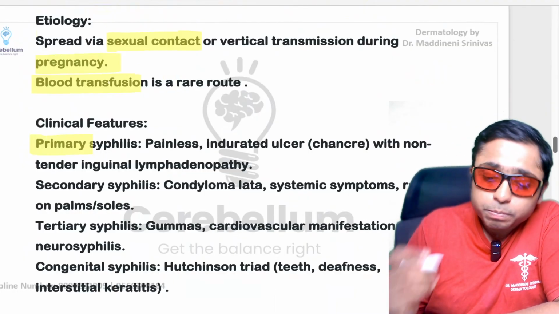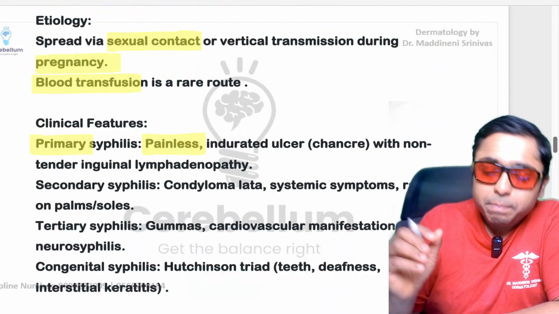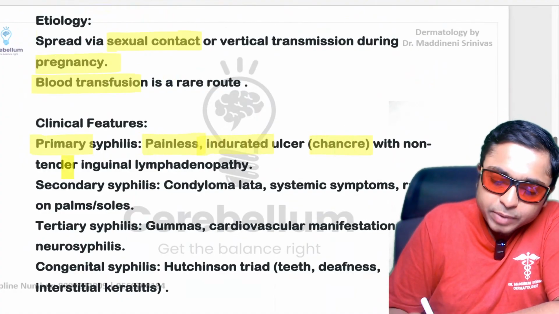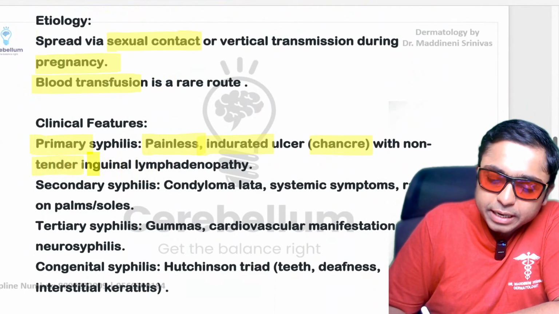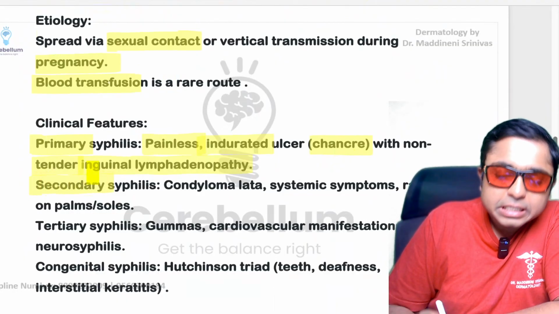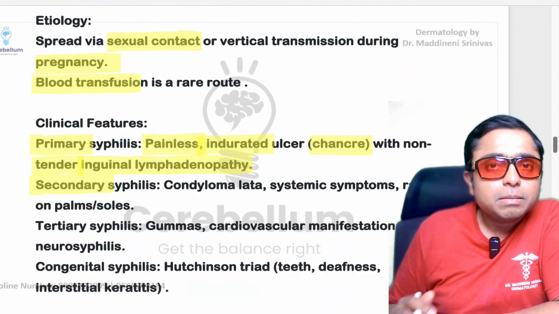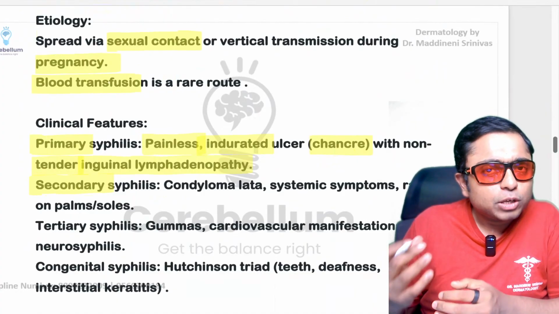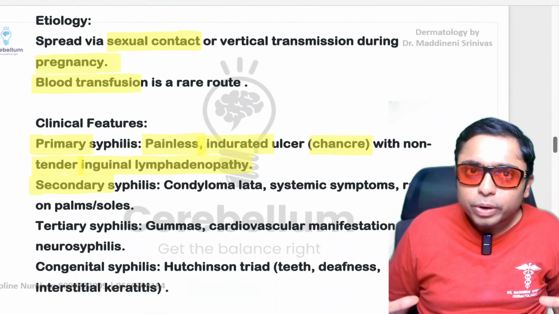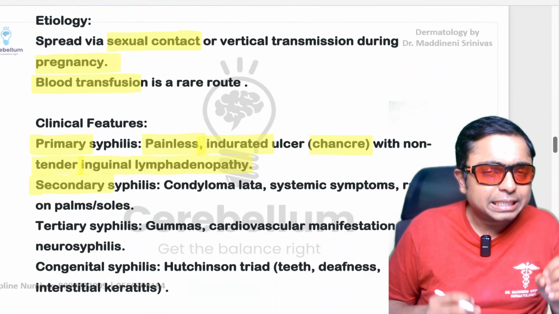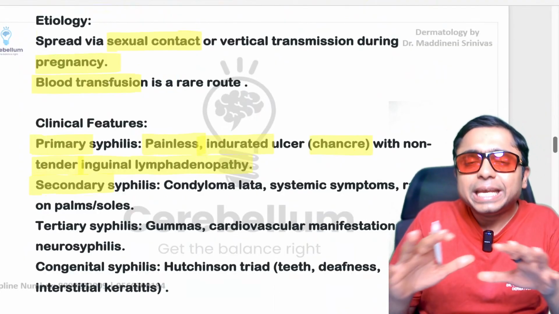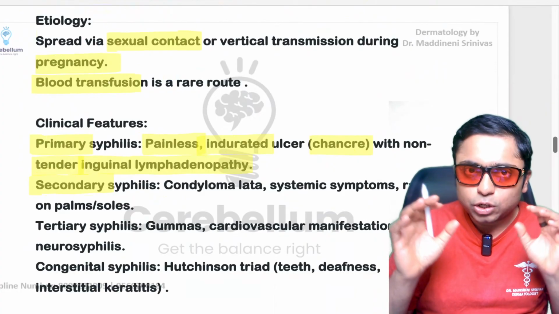The patients present with a painless, completely painless, button-like indurated ulcer, which is called a hard chancre, associated with inguinal lymphadenopathy, which is again painless. Coming to the features of secondary syphilis, the Treponema is hematogenously spread to the entire body, leading to lesions all over the body, which are absolutely asymptomatic, ranging from macules, papules, patches, plaques. Any kind of lesion can be seen except vesiculobullous lesions.